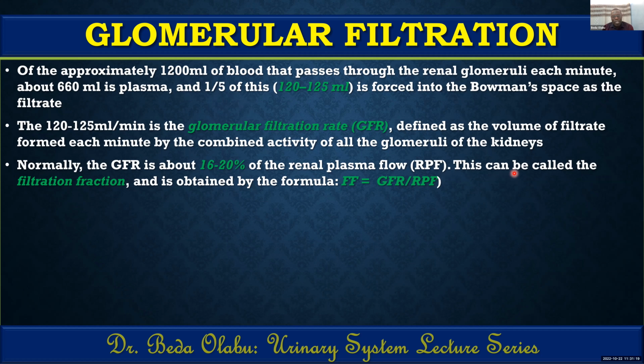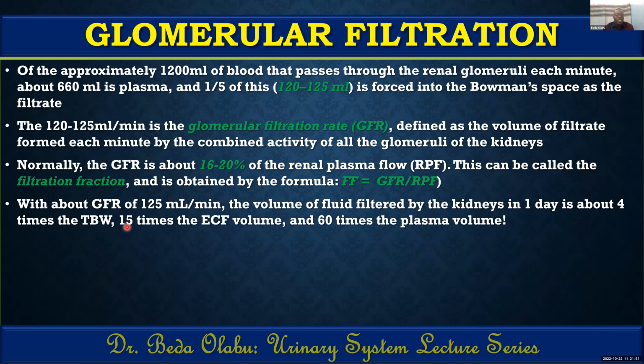We can call this one the filtration fraction. So this 1/5 is the filtration fraction. We can take filtration fraction as the glomerular filtration rate, which means the amount that flows in 1 minute, over the amount of plasma that actually goes through the kidney. So the filtration fraction ranges about 16 to 20% of the renal plasma flow.